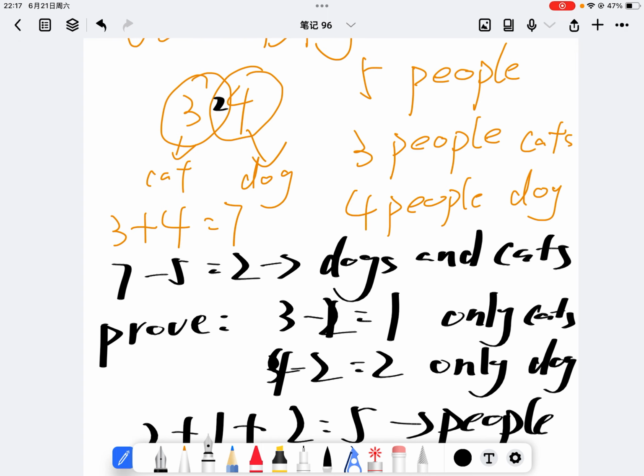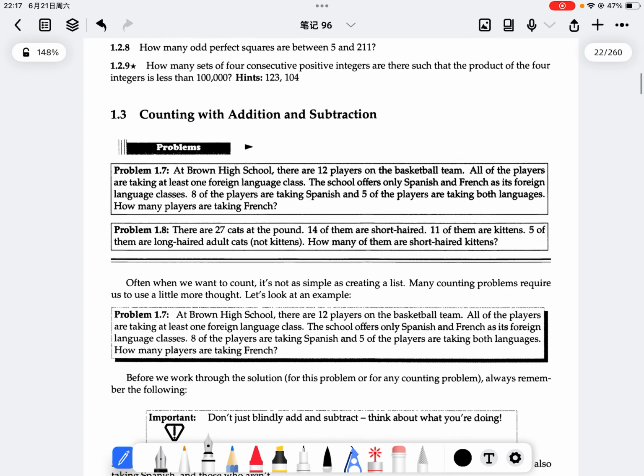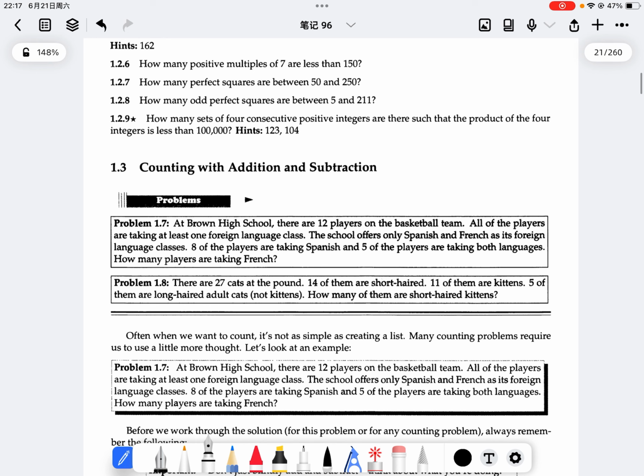So this is the Venn diagram, the simple version. And let's see a question from the AoPS book 1.7. At Brown High School, there are 12 players on the basketball team. All of the players are taking at least one foreign language class, and the school offers only Spanish and French as its foreign language classes. 8 of the players are taking Spanish, and 5 of the players are taking both languages. How many players are taking French?